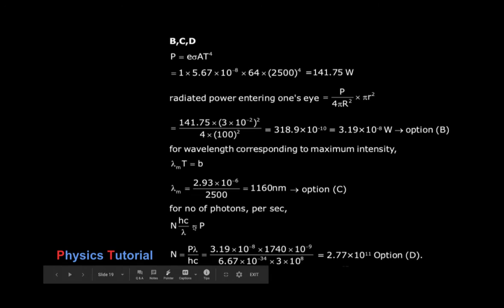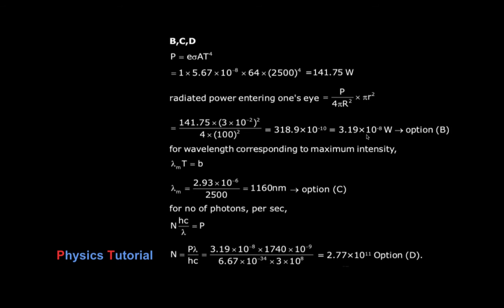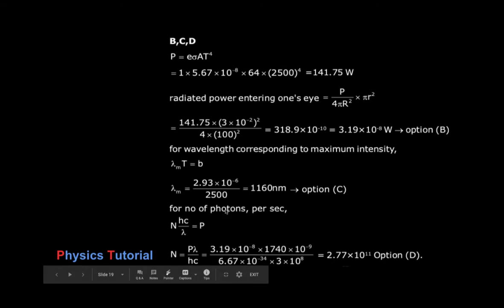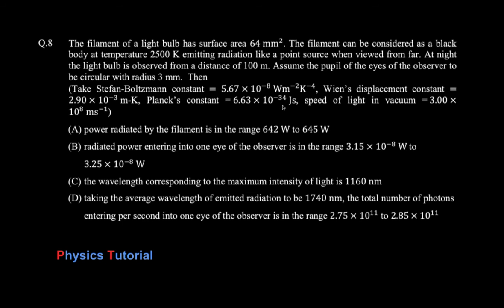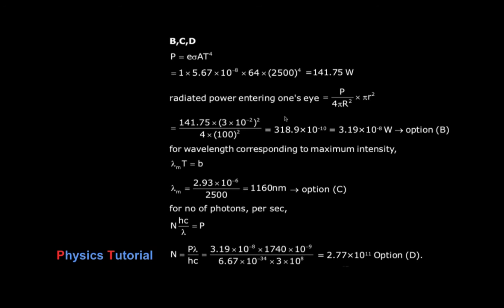If you check here for the number of photons per second, that means N is equal to P lambda by hc. So capital N you can find by substituting h, which is Planck's constant. Here the Planck's constant is given: 6.63 into 10 power minus 34 joule second. So substitute this value for h, and c is the light velocity.